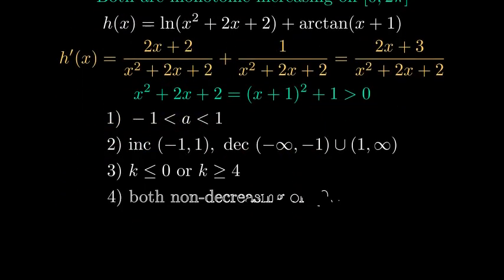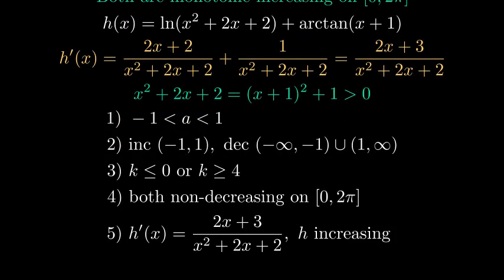Let's summarize the answers quickly. Problem 1. It is between minus 1 and 1. Problem 2. Increasing on minus 1 to 1, decreasing outside. Problem 3. K less than or equal to 0 or k greater than or equal to 4. Problem 4. Both functions are non-decreasing. Problem 5. H prime is 2x plus 3 over x squared plus 2x plus 2, and h is strictly increasing.